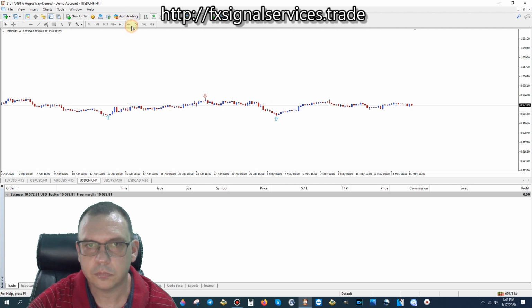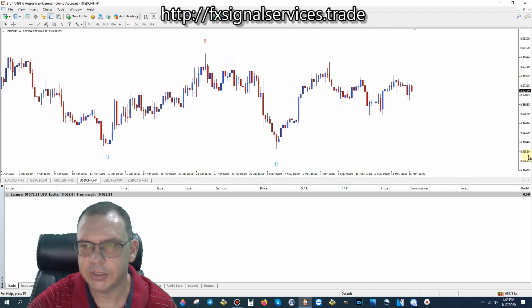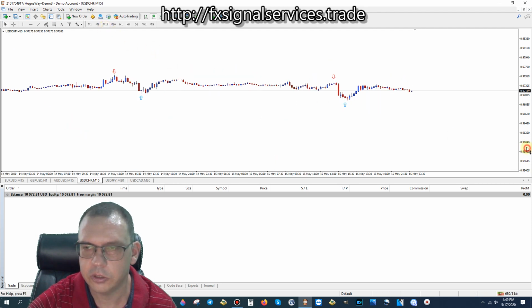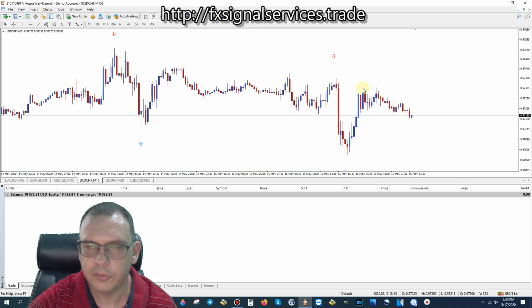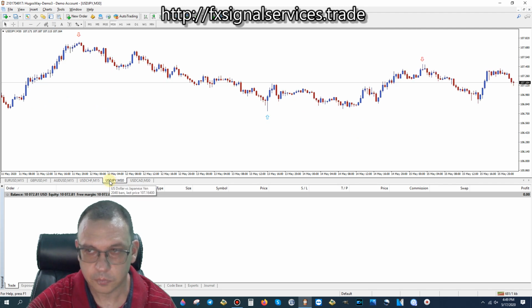All right, but everything is just in a gridlock right now. So the best solution is to put charts on a 15-minute time frame, trade from arrow to arrow, and you'll be perfectly fine. Okay, so let's move on to US dollar, Japanese yen.